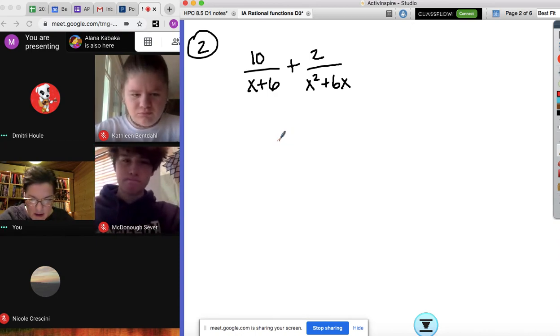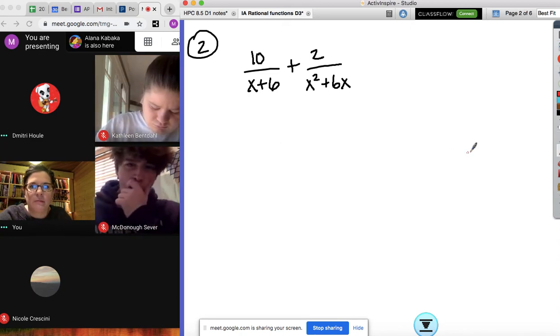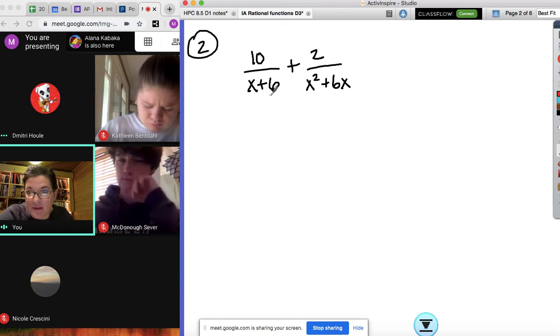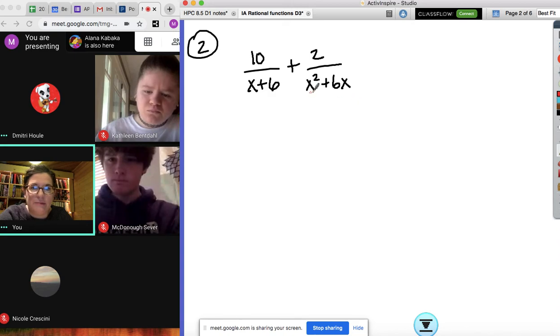All right, so here's the next one. Again, we're adding fractions. We have to have a common denominator. I'm looking at the first fraction here. I just have an x plus 6 in the denominator. There's nothing crazy about that, nothing special. There's nothing in common that can be taken out, so I'm just going to have to leave that. But over here on the second fraction, look at the bottom. Do you see what they have in common?